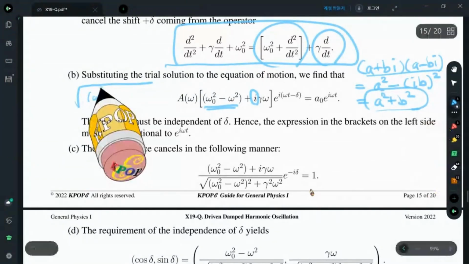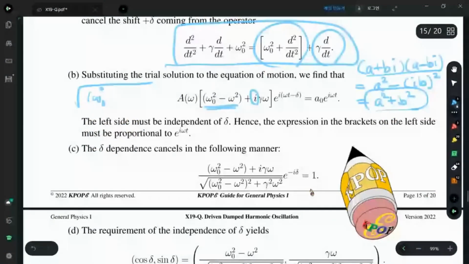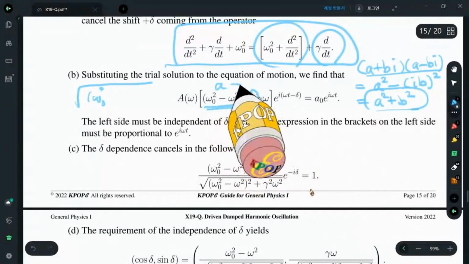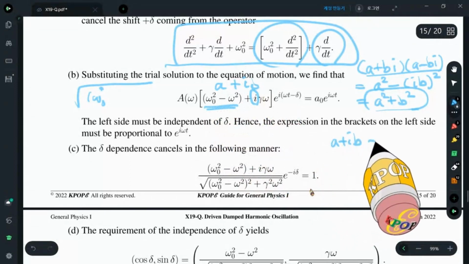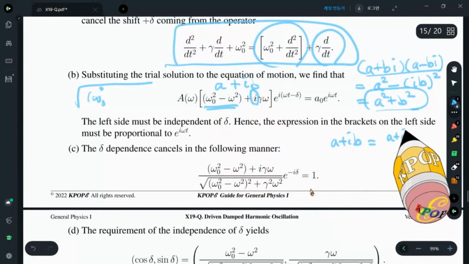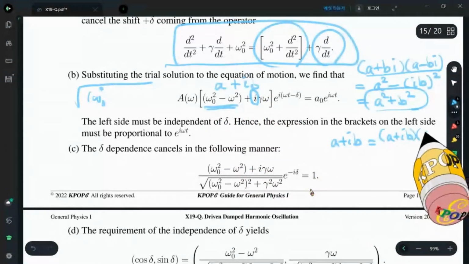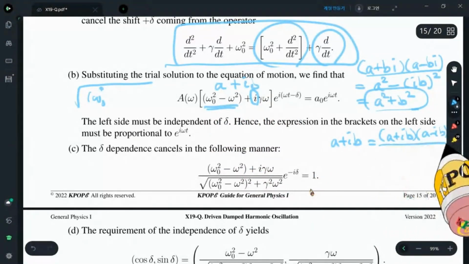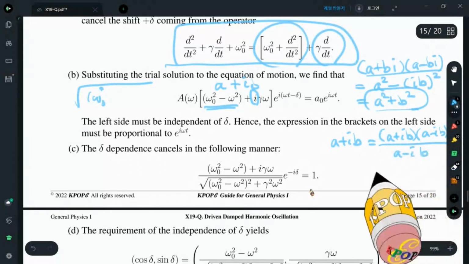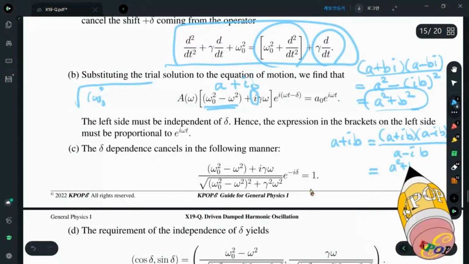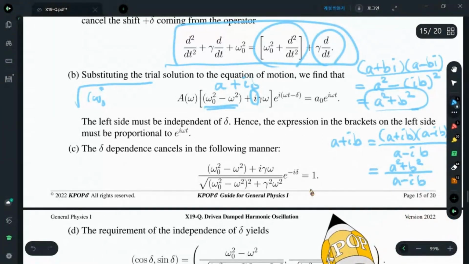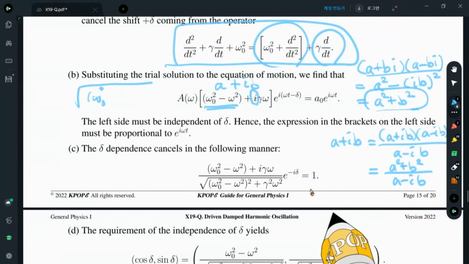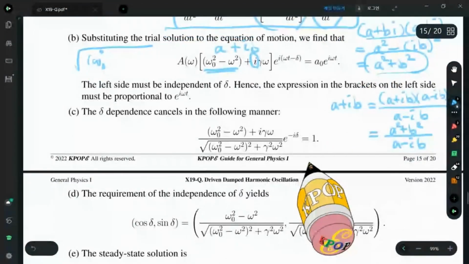All right. So this is A plus iB. In that case, A plus iB equals A plus iB multiplied by A minus iB divided by A minus iB. That is A squared plus B squared, times A minus iB. Something like that.